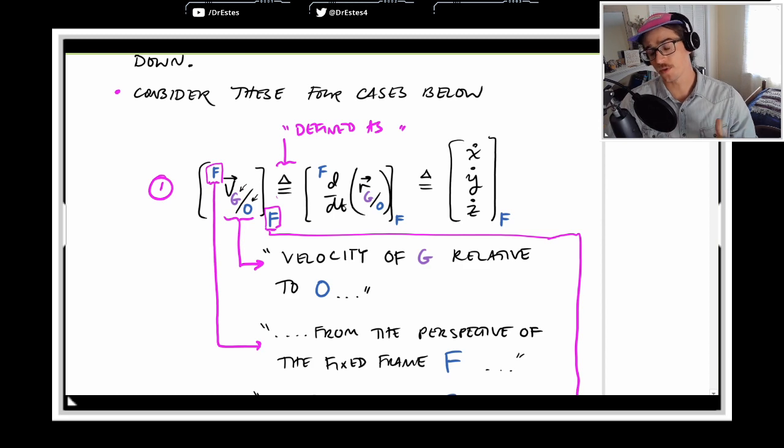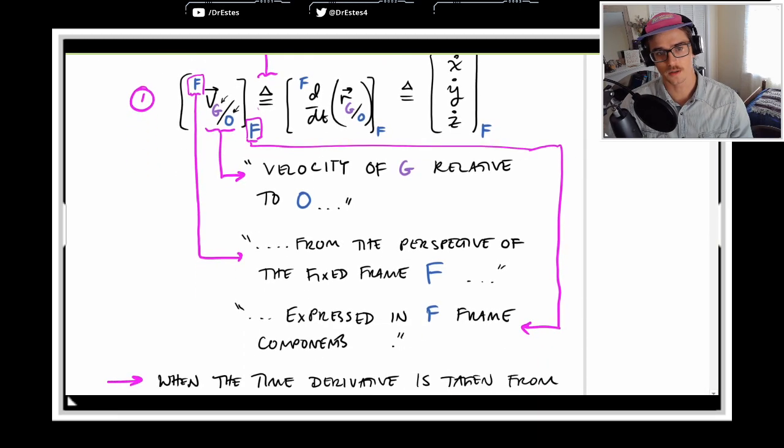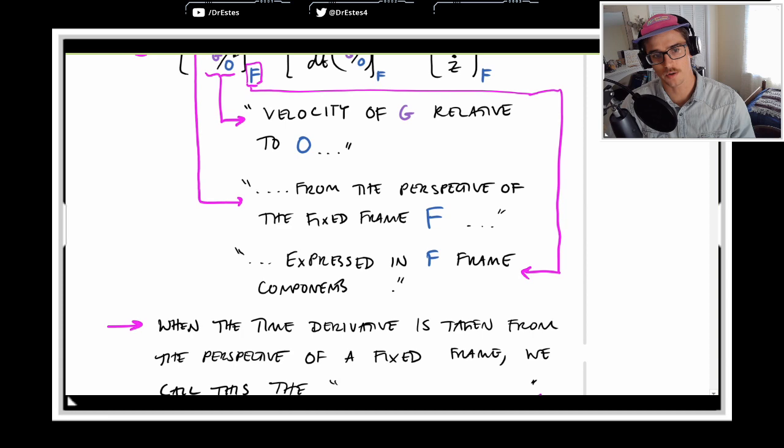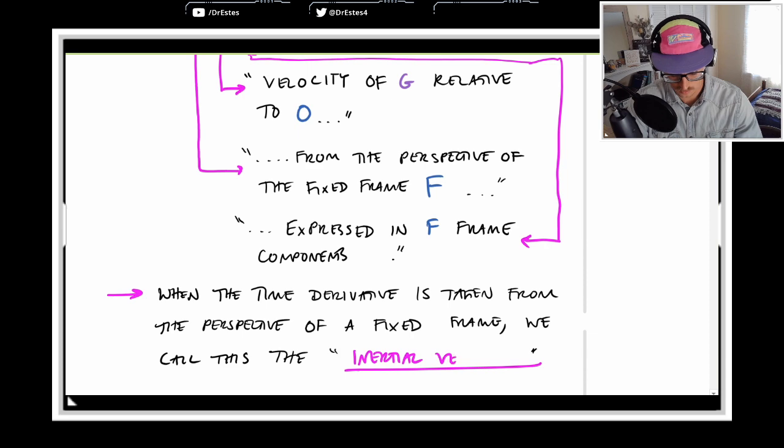All right, and we're going to do 3 more cases of this, so it'll make it hopefully more clear as we go what these subscripts are meaning. Okay, so we took the time derivative from the perspective of the fixed frame f, okay? Now, when you take the time derivative of a position vector with respect to a fixed frame, we call this the inertial velocity.